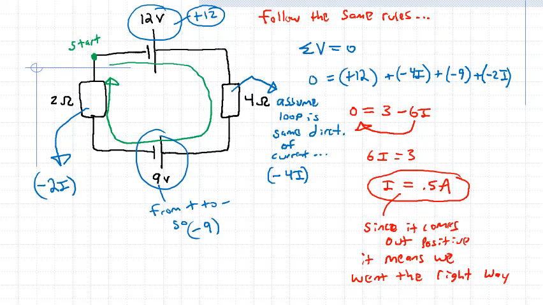Let's say I actually set the current, and I said the current's coming around this way. That would have been fine. Our final answer, and everything would have been backwards here. Our final answer would have come out as -0.5. That just means we got the direction wrong, and so the current's actually going the other way.